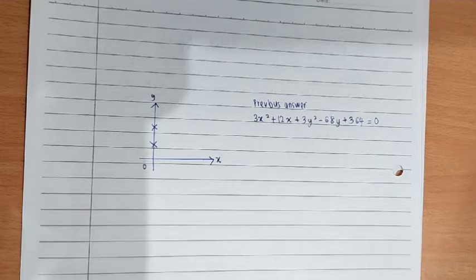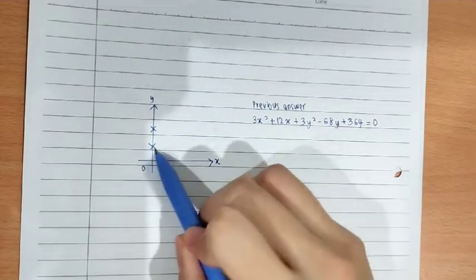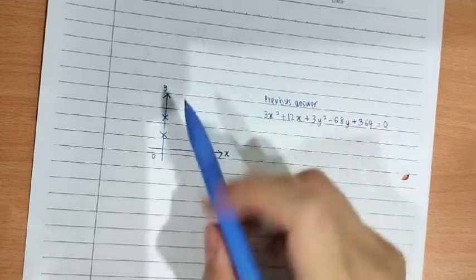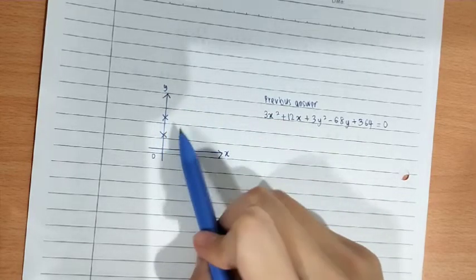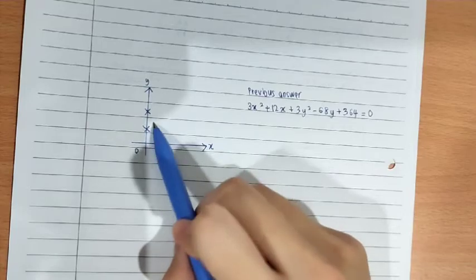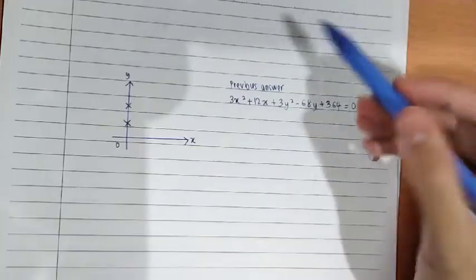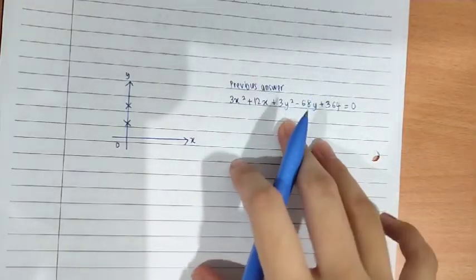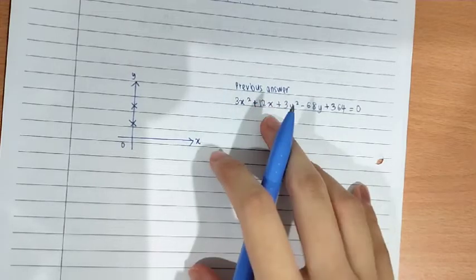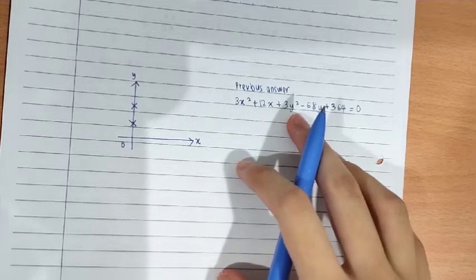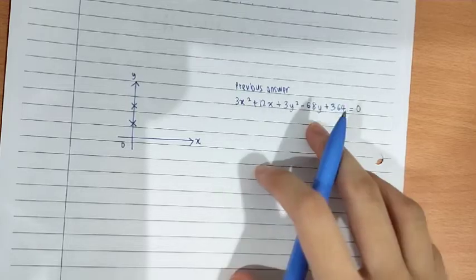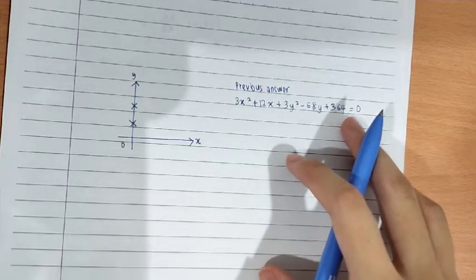If the point on locus R touches the y-axis, it means that the value of x will be 0. Why? Because it touches the y-axis, so it will look like this. So this is my assumption for the coordinates of the point on locus R if it touches the y-axis. First of all, looking back at the previous answer, 3x squared plus 12x plus 3y squared minus 68y plus 364 equal to 0.